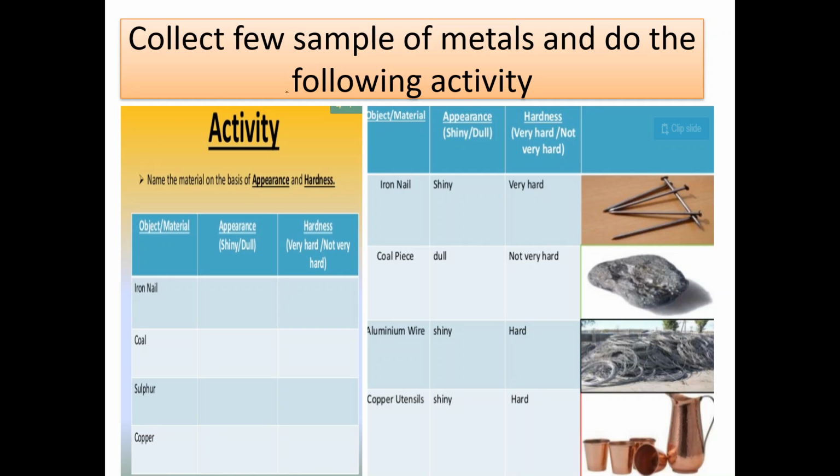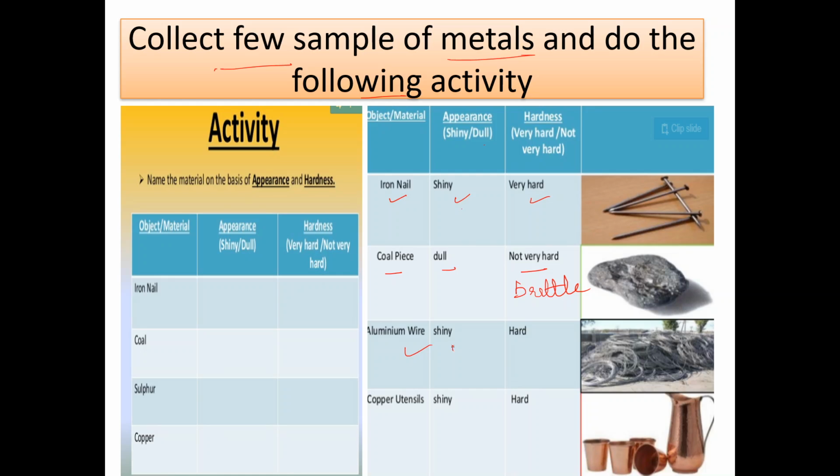Now you have to do this activity. Collect few samples of metals and non-metals and do the following activity. You have to check whether the metal iron nail is shiny in appearance or dull. You will find it shiny and it is very hard. Coal is dull and not very hard. On hammering it breaks, means they are brittle.